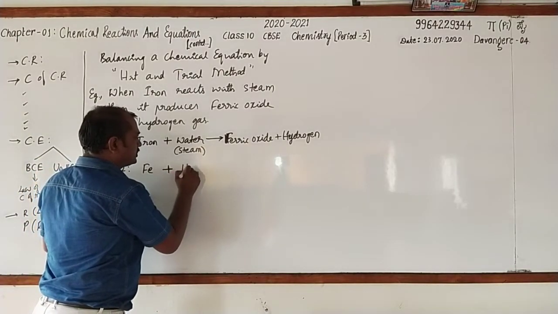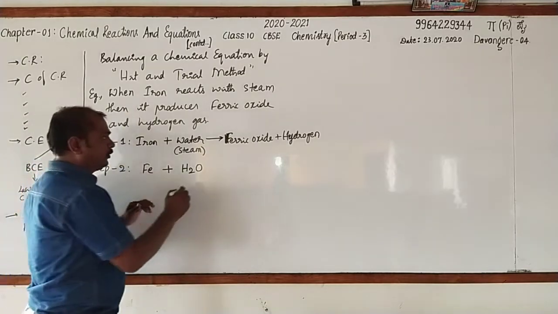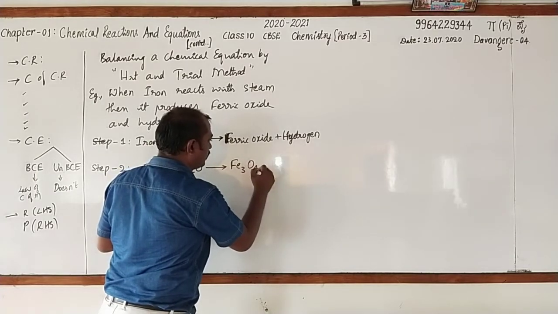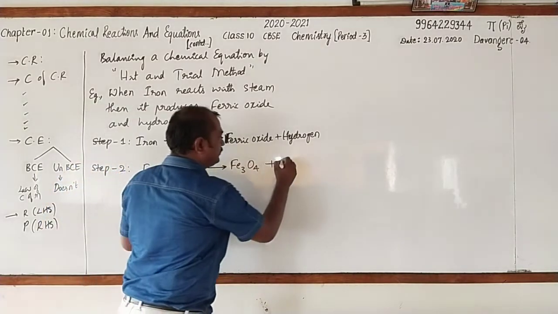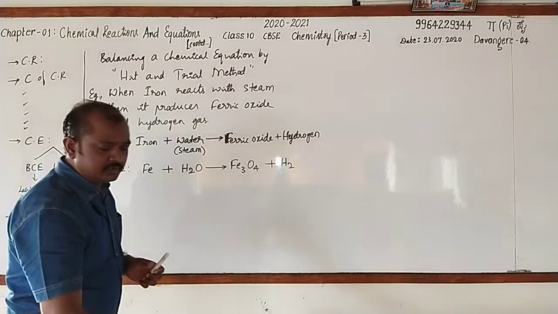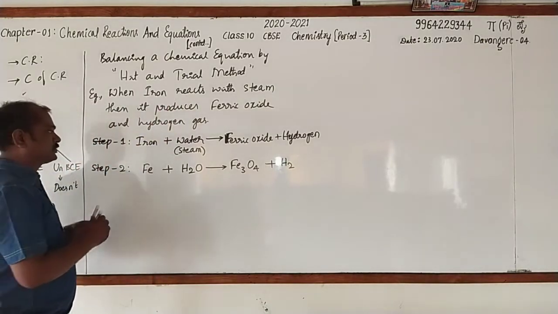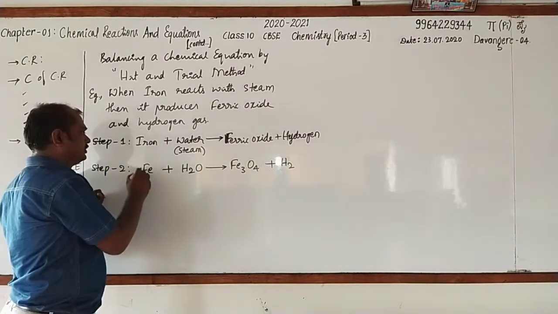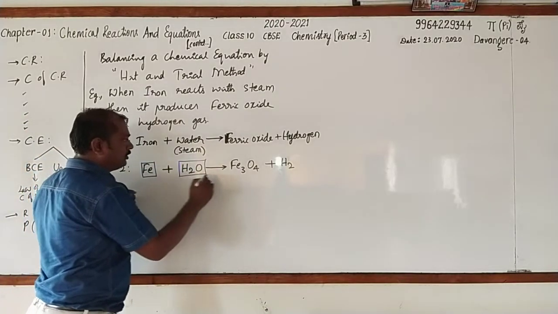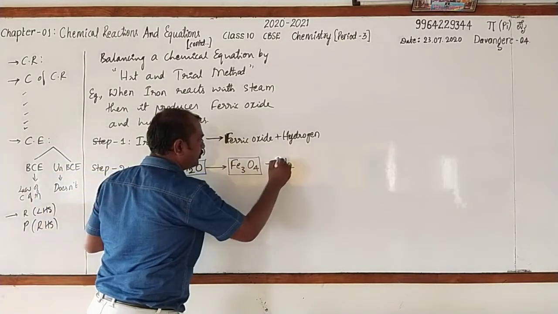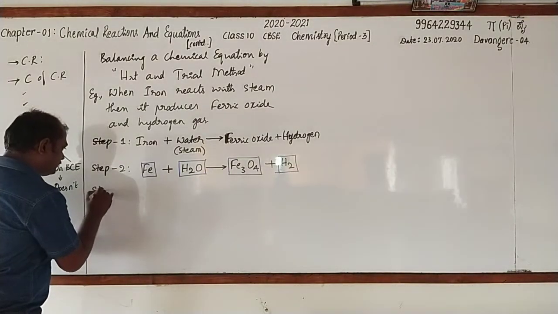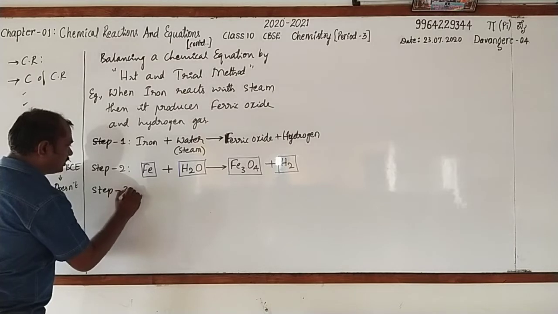Water. Its chemical formula is H2O. What about ferric oxide? This is Fe3O4 plus hydrogen. It is H2. Clear? So when you are balancing it by hit and trial method, first we have to write all the elements and compounds in the box. See, Fe, H2O, Fe3O4 and H2.